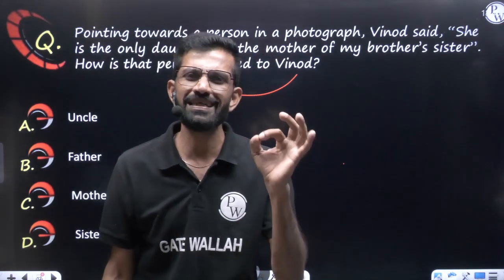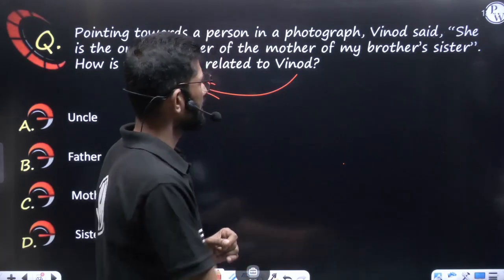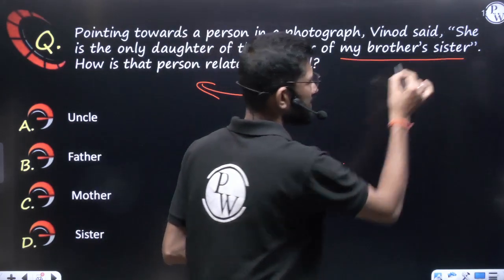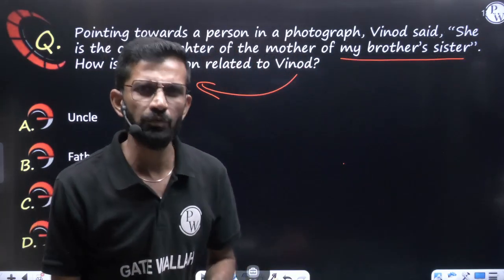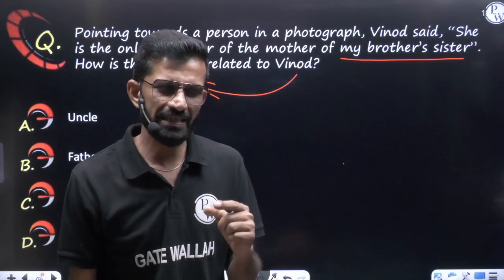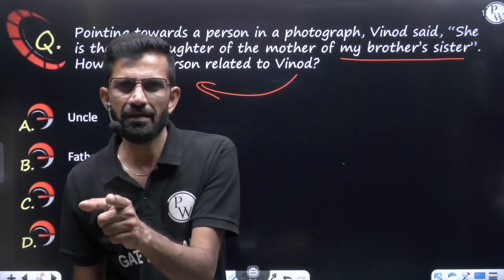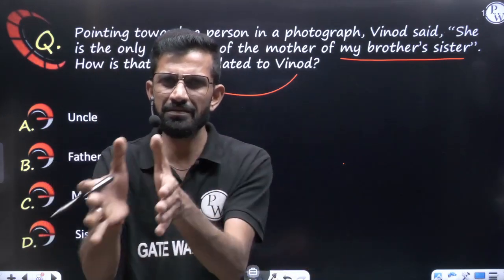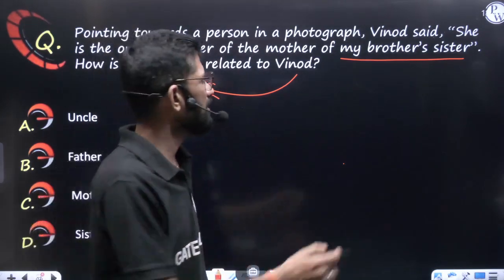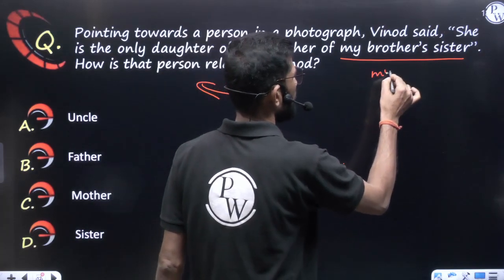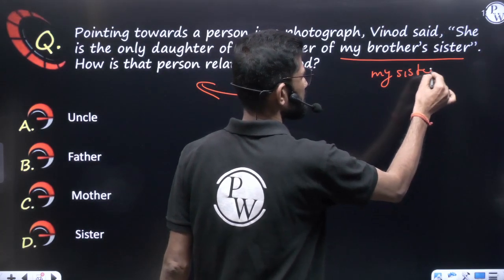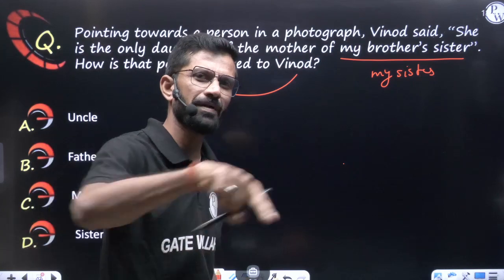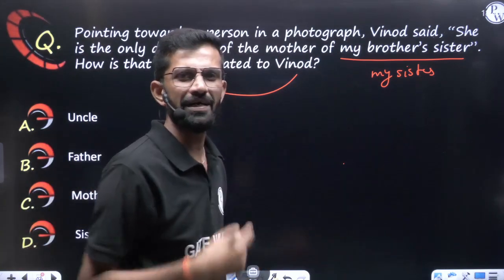How to break the sentence, you have to understand that. In this place, my brother's sister, can we use any single word? Instead of saying my brother's sister, can I directly say my sister? My brother's sister is obviously my sister. So for this part, I can use the word my sister directly, instead of rotating like this, my brother's sister.